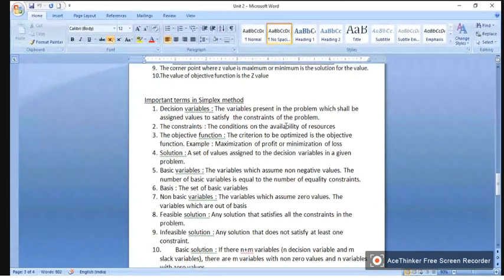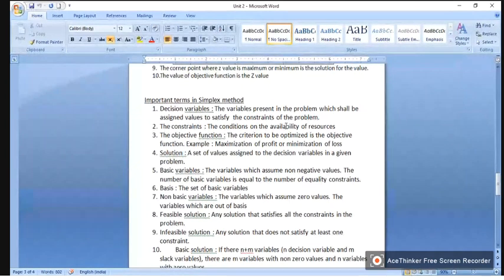Next, basic variables: the variables which assume non-negative values. The number of basic variables is equal to the number of equality constraints. So just remember, basic variables are the variables which assume non-negative values. All of you remember this one. We will understand this term with reference to the table. That means positive values.